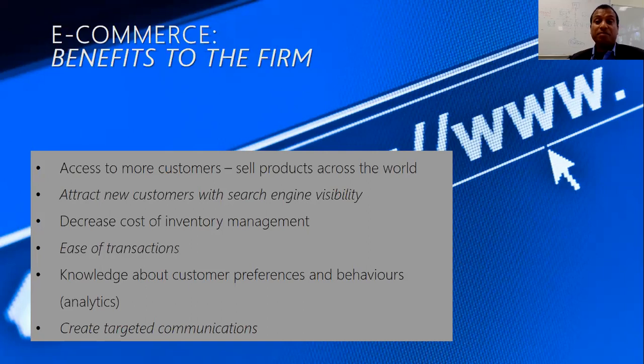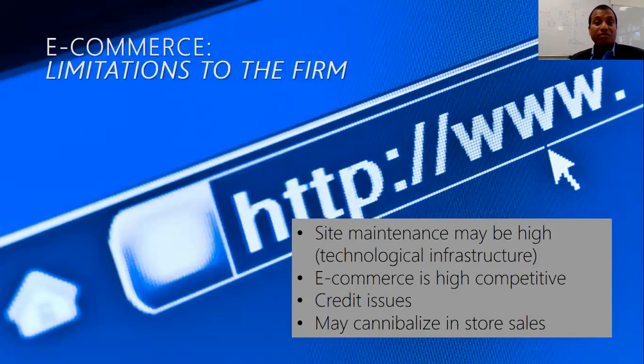It decreases the cost of inventory management. You don't have to keep your inventory in multiple outlets. So it decreases inventory management cost, gives ease of transaction, and knowledge about their preferences and behaviors using analytics tools. Whereas there are certain limitations of e-commerce, like site maintenance may be high. You need enterprise resource planning software, like SAP and Microsoft packages, for different business processes like human resource management, supply chain management, procurement management, or distribution. The initial cost is very, very high if you install the Oracle system or the Microsoft system in an organization to handle all this operation.